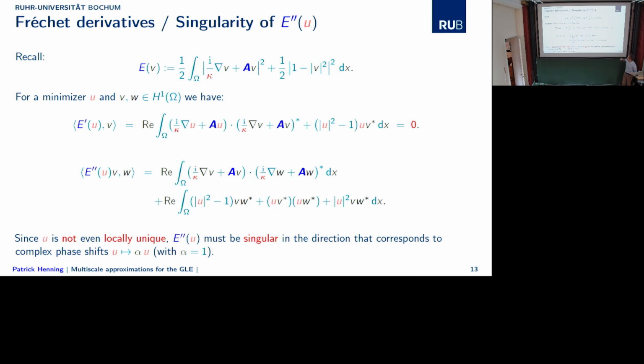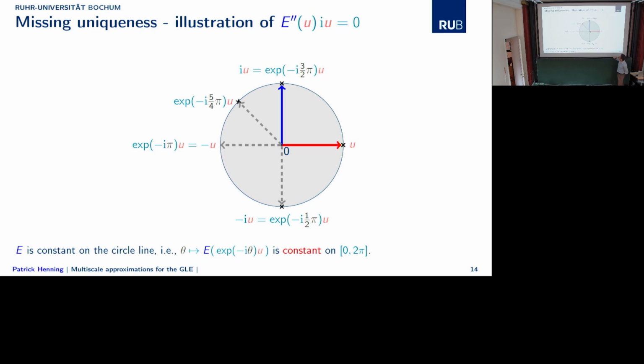And I could show you the calculation to see what eigenfunction it is, but I think it's best explained with a simple picture. Let's say this is one minimizer, and these are all the other minimizers that you get by multiplying u with a complex number that is 1 in modulus. So all points on the circle line are minimizers. Energy does not change as long as you follow that circle line. And if the energy is constant on the circle line, it means the first and the second derivative of the energy on the circle line must be 0.